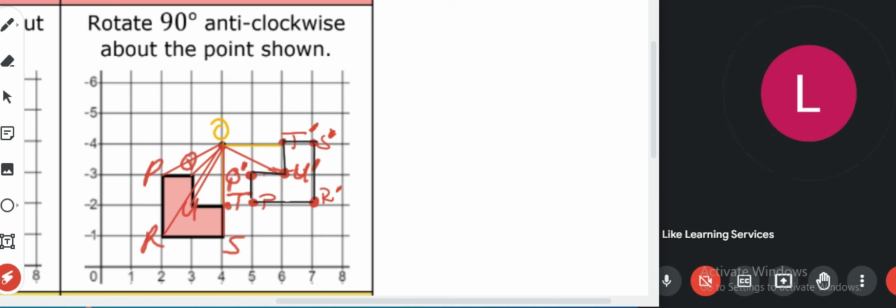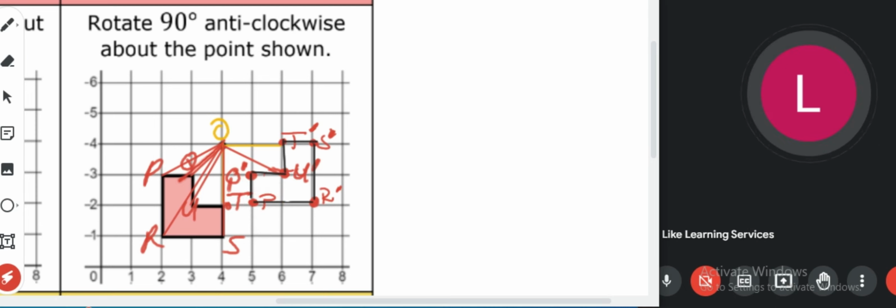Same thing for U. O is the center of rotation. From O to U, rotate it by 90 degrees. So the new position of U will be here. For P, from O to P, you also rotate it by 90 degrees. The new position of P will be here. This OP is rotated by 90 degrees. So this is the P prime here.